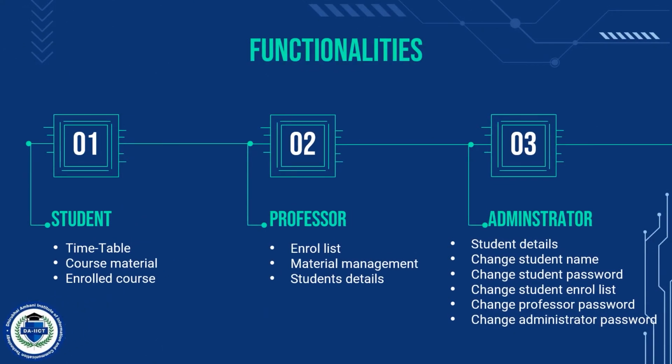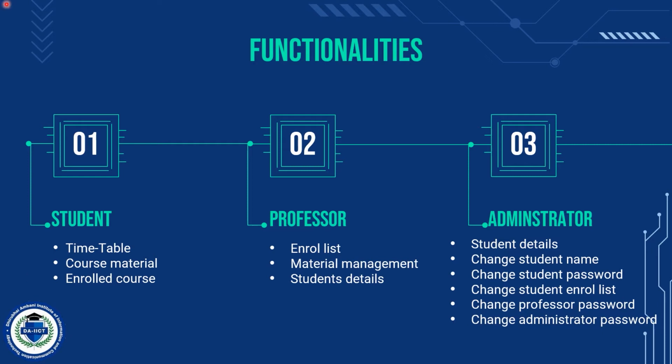Mainly, three types of people will come to the platform: students, professors, and administrator. Students. After login, the student will have three functionalities: timetable, course material, and enroll course. The student can see his timetable by clicking on the first option. By clicking on the second option, the student can access the course material of the courses. And by clicking on the third option, the student will be shown his enrolled courses' names.